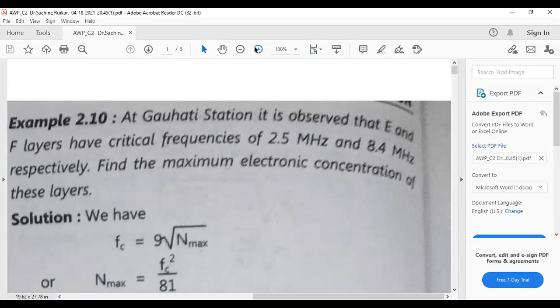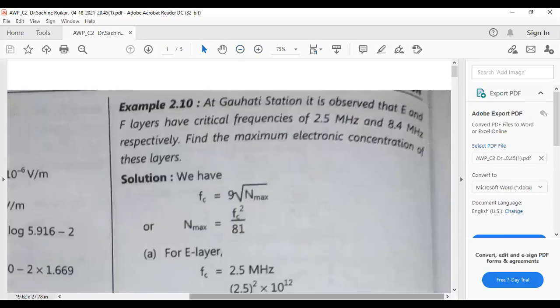Now note down. At Guwahati station, it is observed that the E and F layers have critical frequencies of 2.5 megahertz and 8.4 megahertz respectively. Find the maximum electron concentration of these layers.